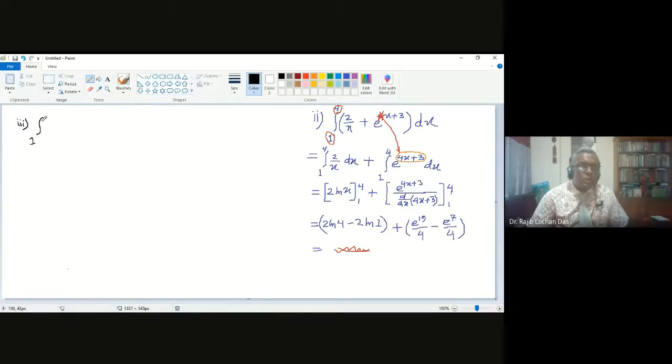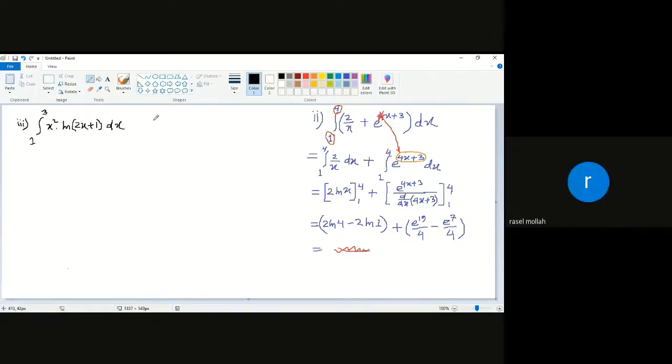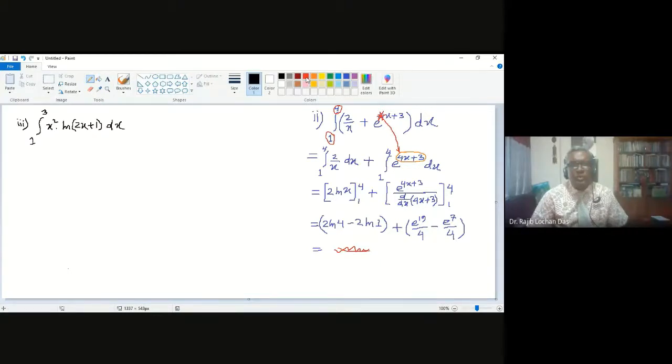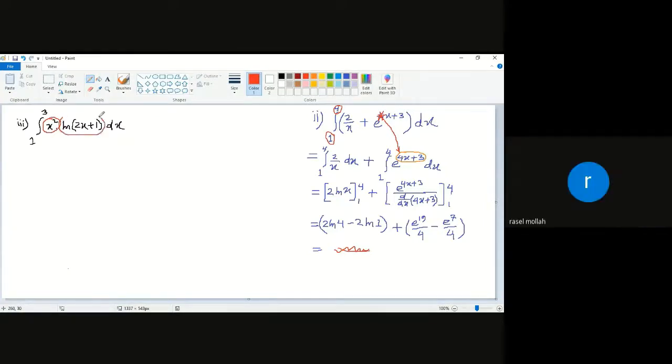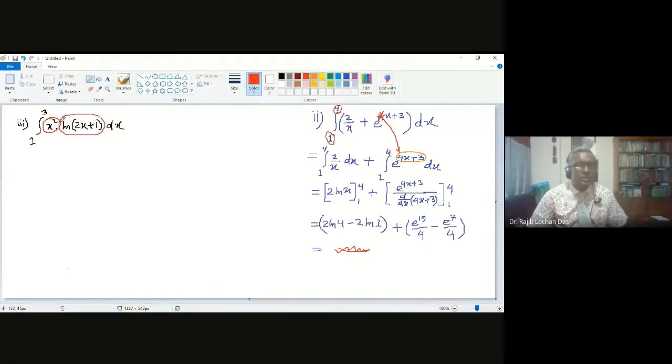So the question is, say 1, 2, 3, and it is say it is x square into ln bracket 2x plus 1. Say this is the question. Now what to do? আমি যেটা বলতেছি today, so for any question, if you see there are two things u into v, and in that case you solve the integration first without number.